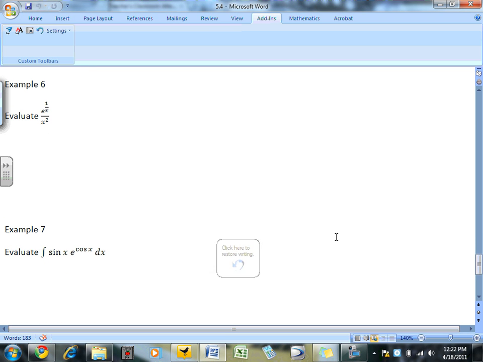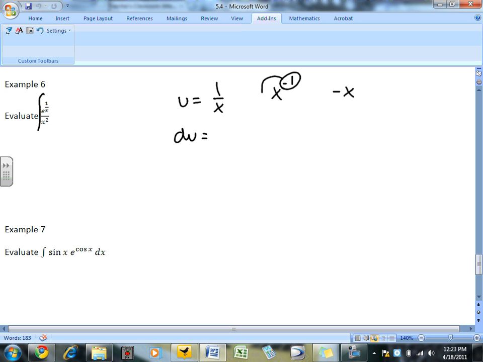Evaluate, I believe that's supposed to say the integral. Yeah, evaluate the integral of e to the 1 over x, divided by x squared. Again, let's make the exponent equal u. So let u equal 1 over x. Then du is going to equal, remember, if we move this up to the top, it's x to the negative 1. We bring the power down and we subtract 1. That's how we take derivatives. So we're going to get negative x to the negative 2 power. So we get negative 1 over x squared for our derivative. So du equals negative 1 over x squared dx.